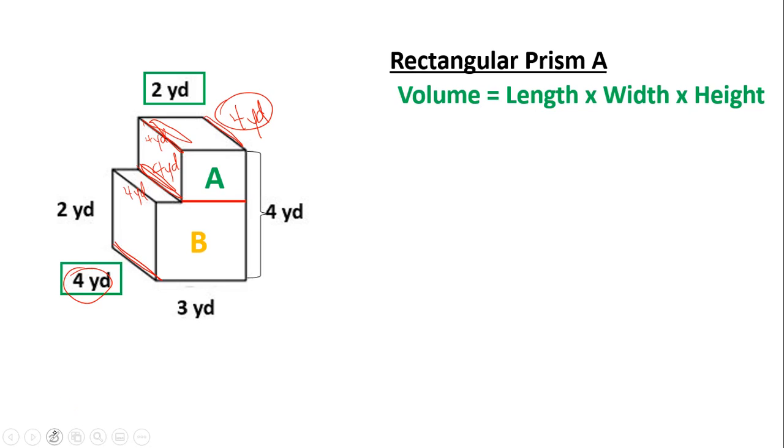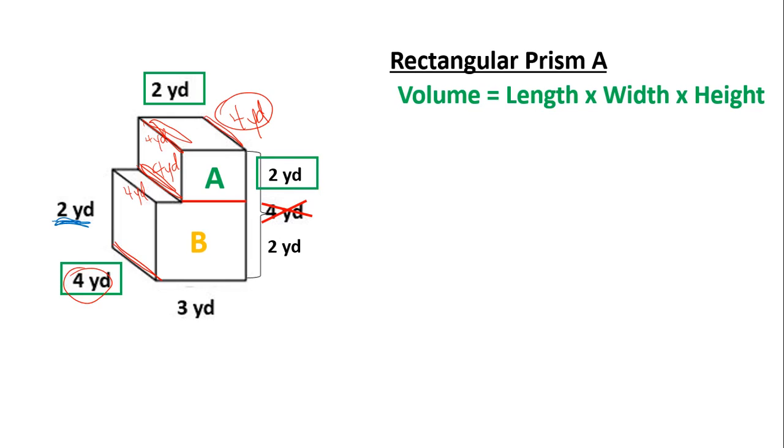The height of both A and B together is 4 yards. We can see here, and I'm going to change colors real quick, that the height of rectangular prism B is 2 yards. So if this here is 2 yards, we need to figure out what we add to 2 yards to get the 4 yards. Well, 2 yards plus 2 yards equals 4 yards. So the height of rectangular prism A is going to be 2 yards.